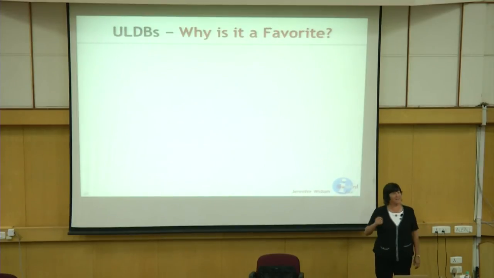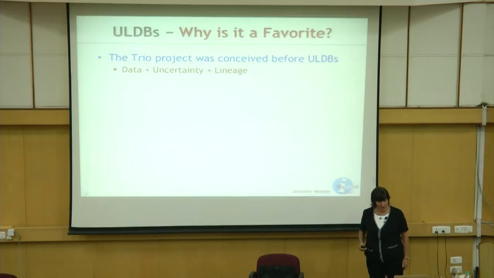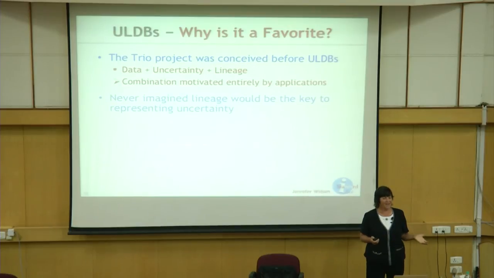Okay, why is it a favorite? And then we're done. Favorite because we conceived this project before we conceived the data model, and as I said, it was motivated by applications that needed uncertainty and lineage. And then we never imagined that this concept of lineage would be the key to representing uncertainty.